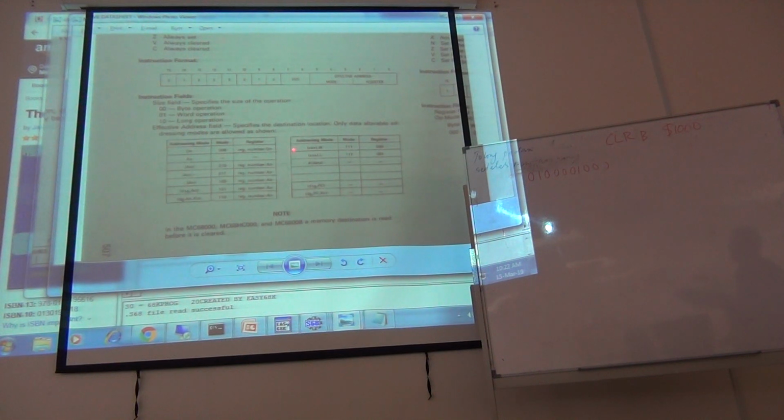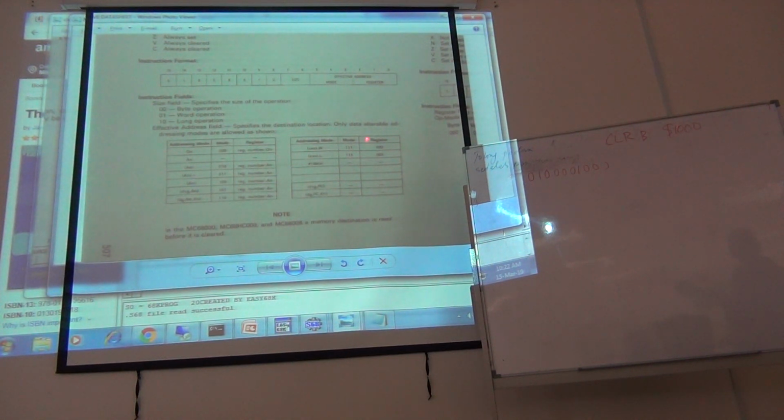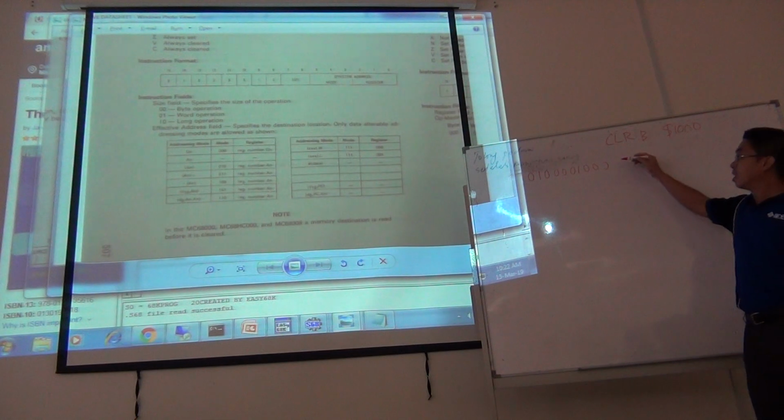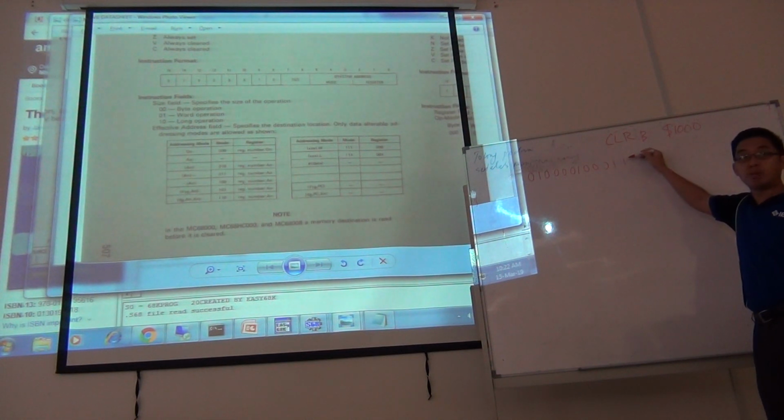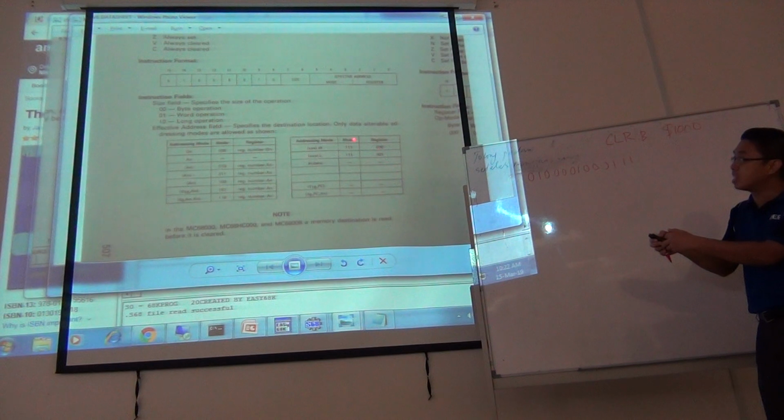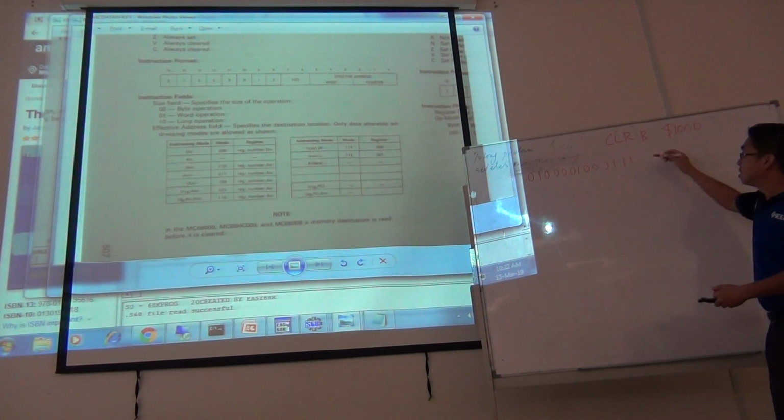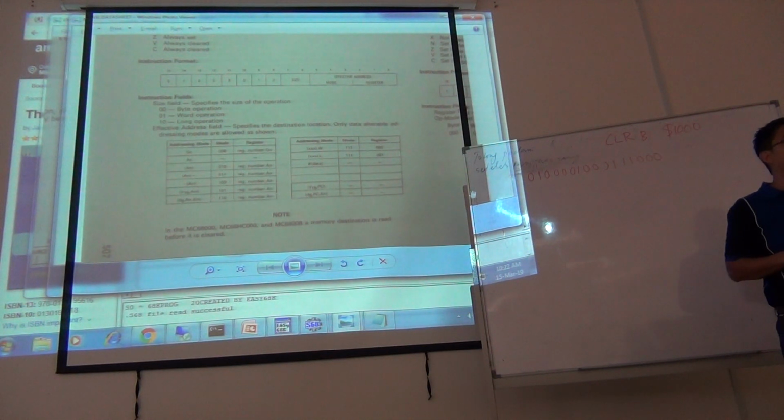So from this table line, you have the mode, you have the register. You fill up this mode and the register accordingly to the table there for the absolute short. Now the mode will be 111, which is you're taking from this one, and the register is 000. You complete all the 16 bits already.